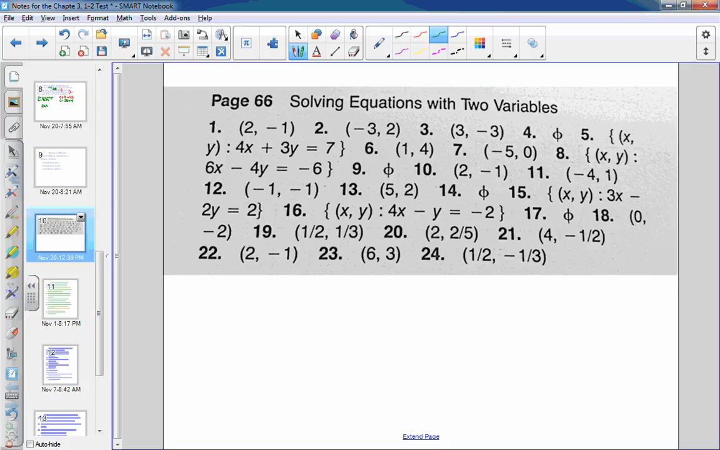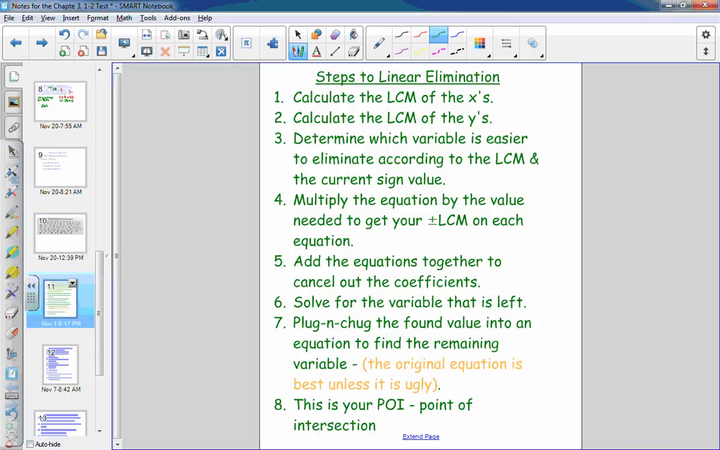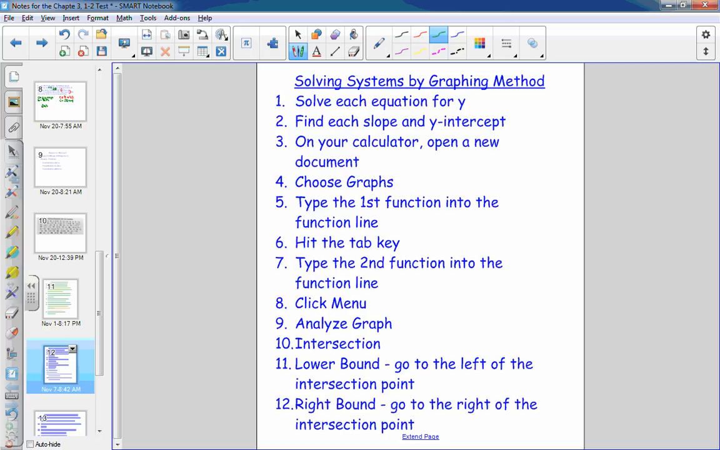Here are the answers to the worksheet. If you would like to check those, Mrs. Freitag can pause this video, and she can go ahead and let you guys have opportunity to check your answers. In addition to that, these are the steps that you would need to do to solve for elimination. These are the steps to solve for graphing.